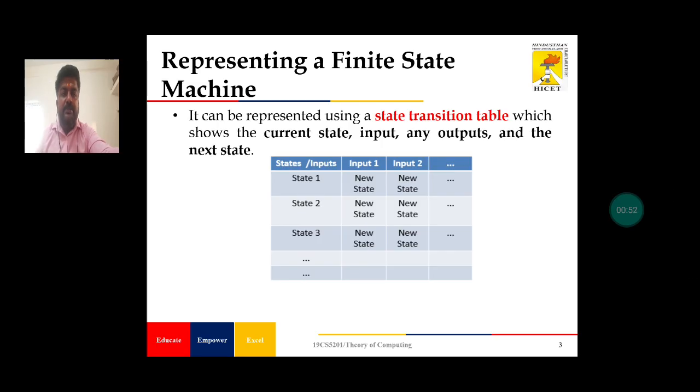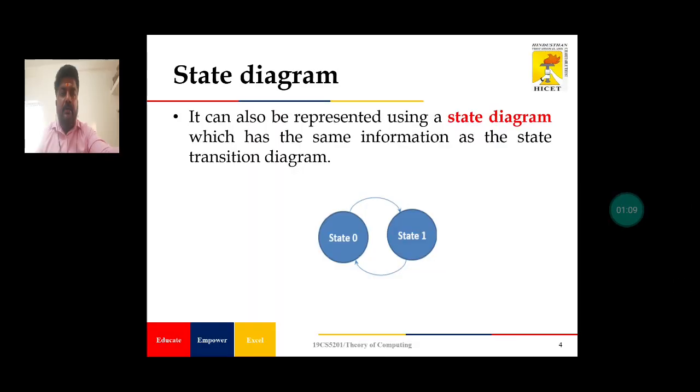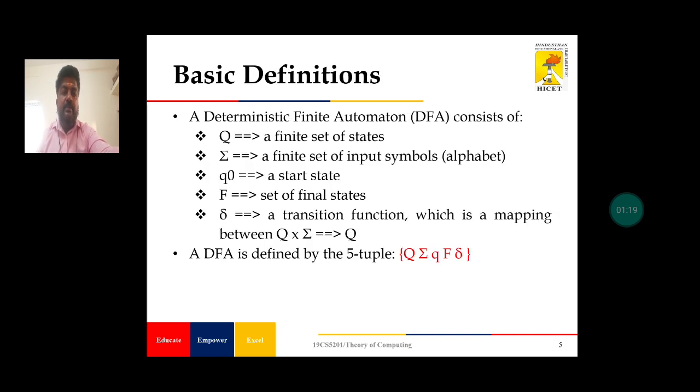Representation of finite state machine are two types. One is state transition table, another one is state transition diagram. State transition table is a representation in the form of a table. It consists of current state, input, any output, and the next state. The state transition diagram is also represented using a state diagram which has the same information as the state transition table.